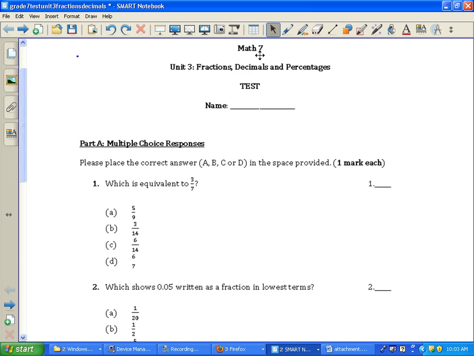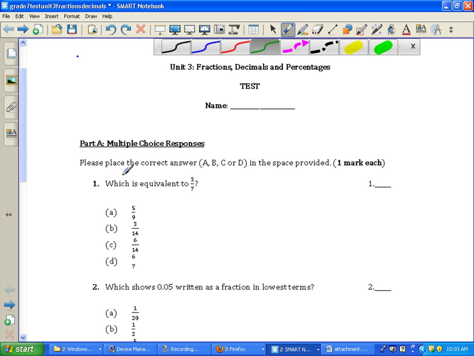The following is a sample from the Grade 7 Unit 3 math test on fractions, decimals, and percentages. Part A was multiple choice responses. Now, while there were some things that needed to be worked out, some of the questions could be answered just by using some estimation or a little bit of common sense. So let's look at number 1.